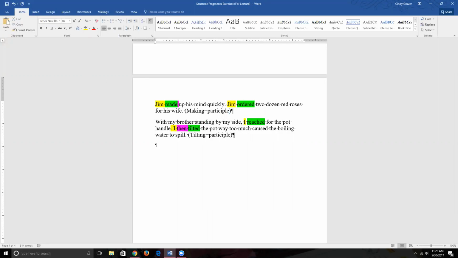With my brother standing by my side, I reached for the pot handle. I then tilted the pot way too much, which caused the boiling water to spill, or causing the boiling water to spill. Okay, so this is just an overview of how to approach these.